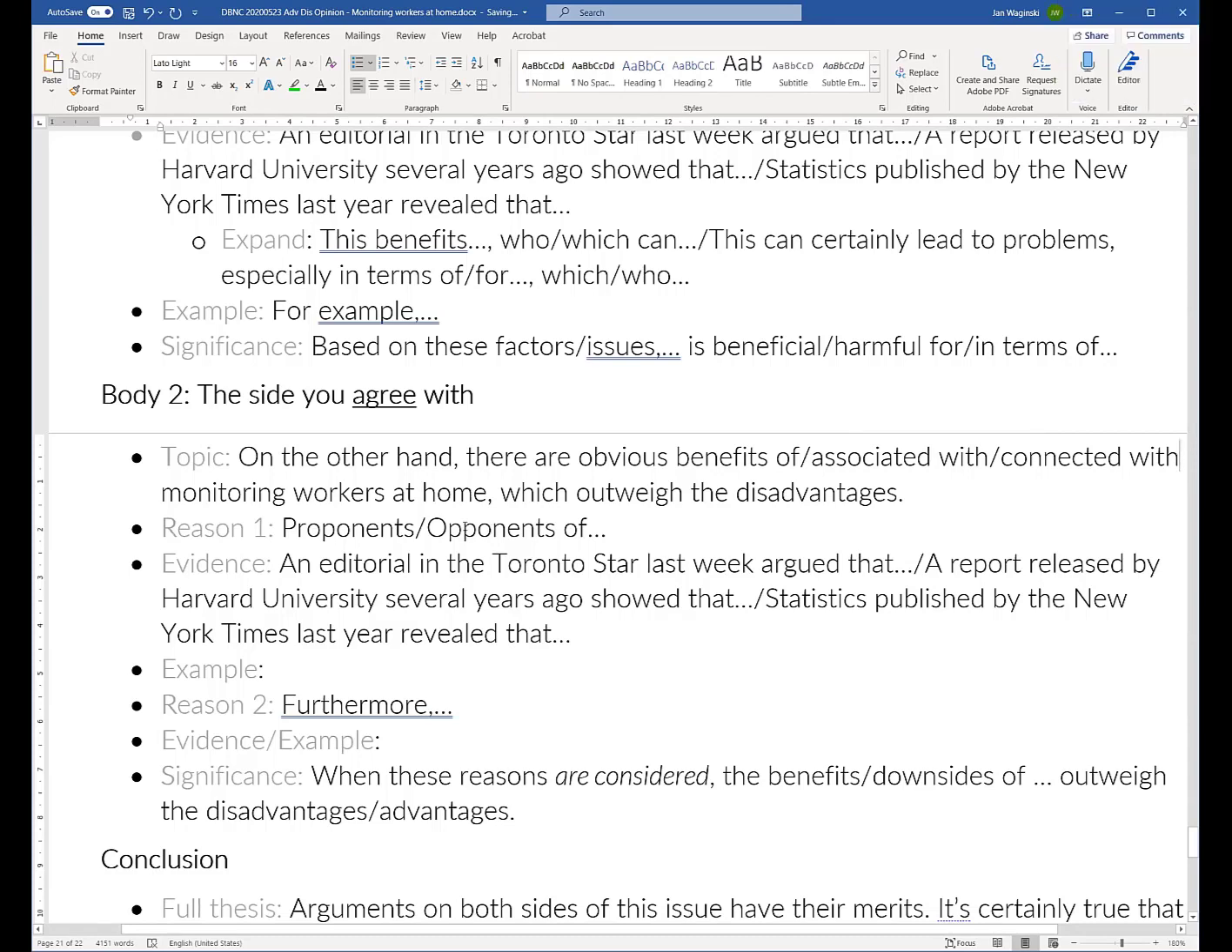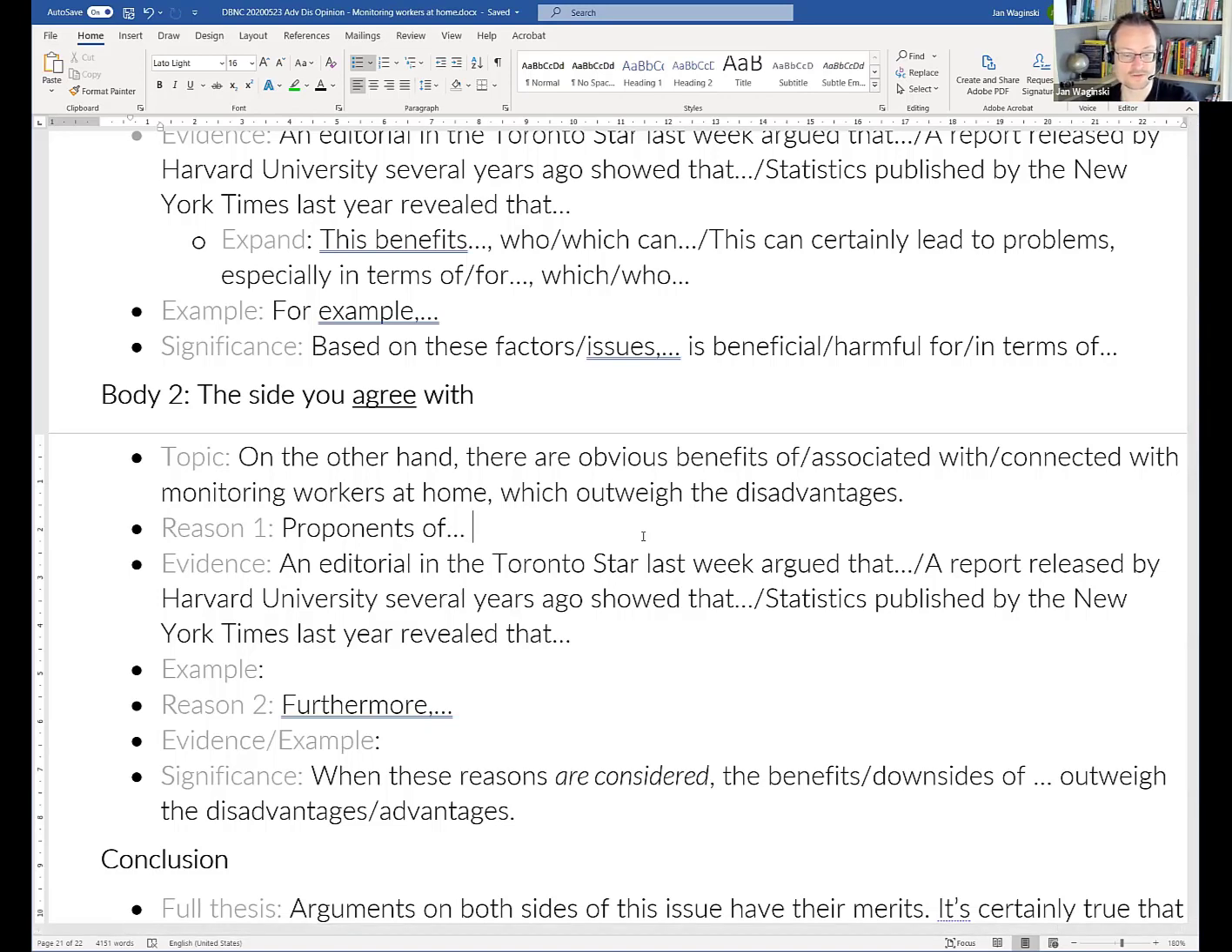Okay. Supporters, here we say. Proponents, same as supporters. Proponents is a more unusual word, but it's a very good one. It's very specific.